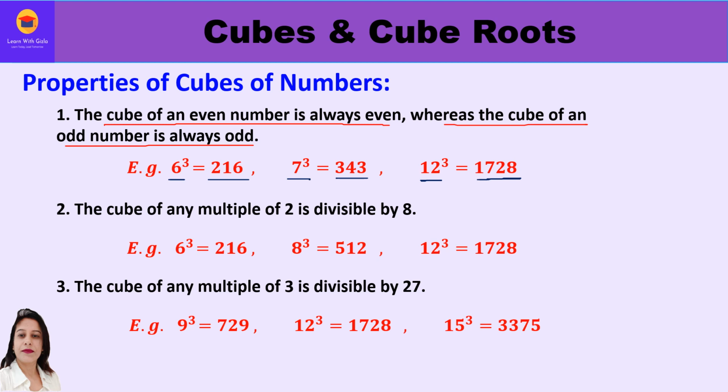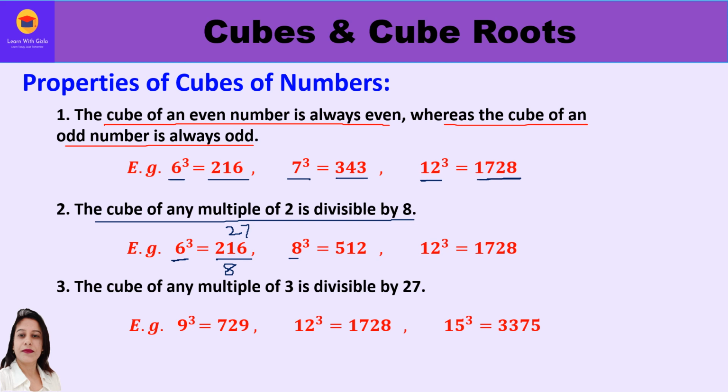The second property says the cube of any multiple of 2 is divisible by 8. So let's take an example. Suppose we take 6, it is a multiple of 2. 6 cube is 216. If I divide 216 by 8, it should be fully divisible by 8. So I will get 27 as the quotient.